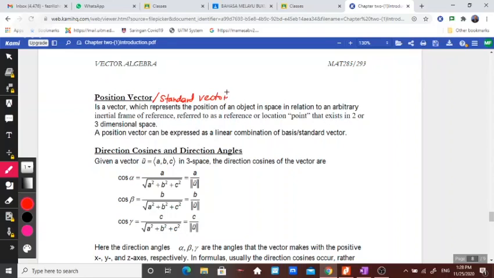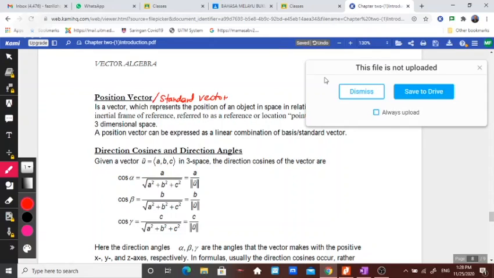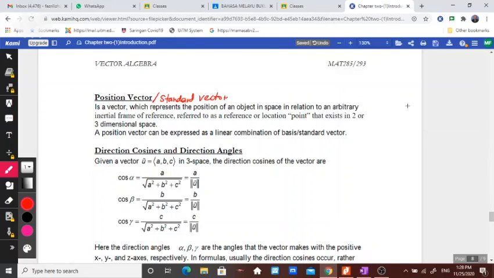Where a vector actually comes from 2 points, and then by joining these 2 points, we have a direction from point A to point B. So this is the vector AB. To calculate the components of vector AB, we subtract point A from point B.